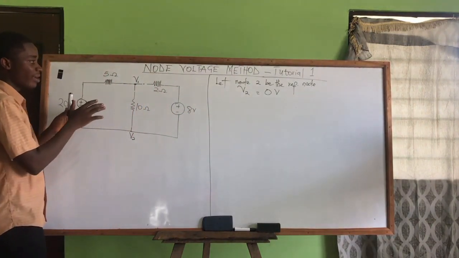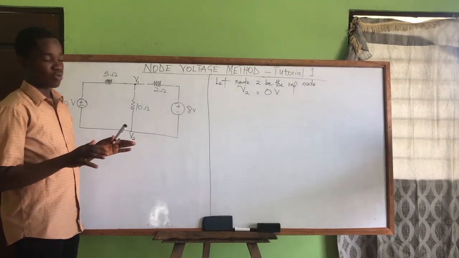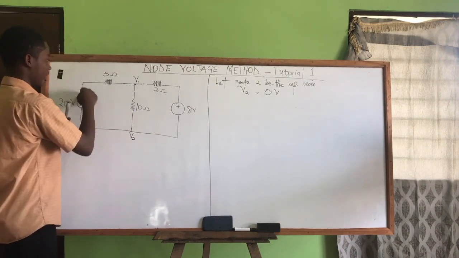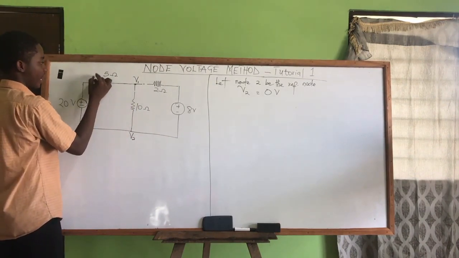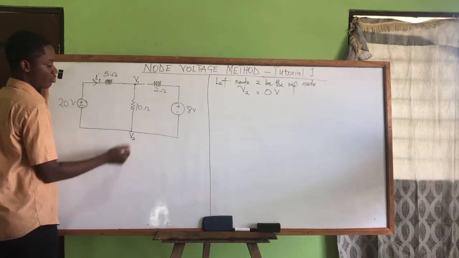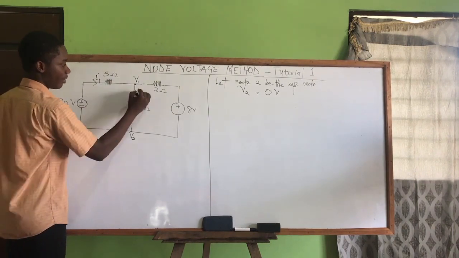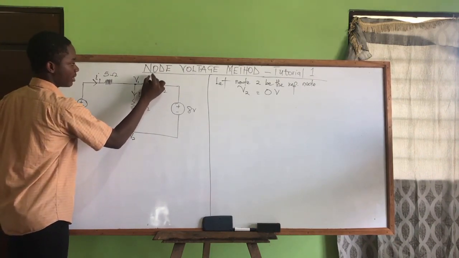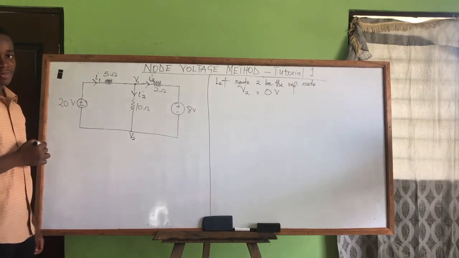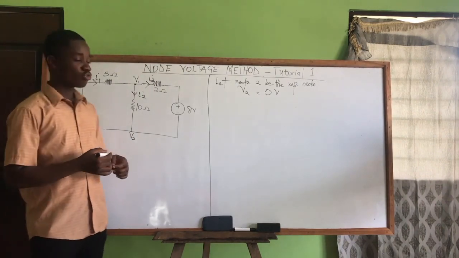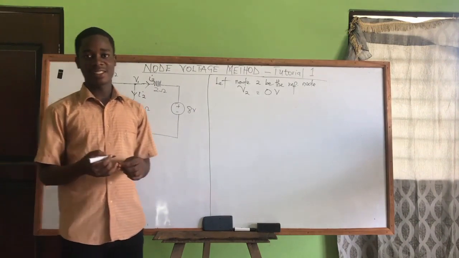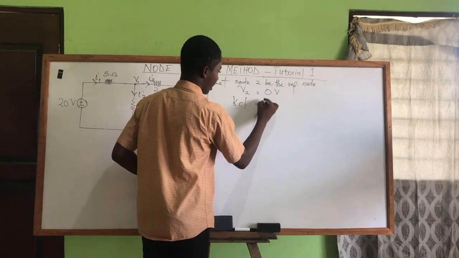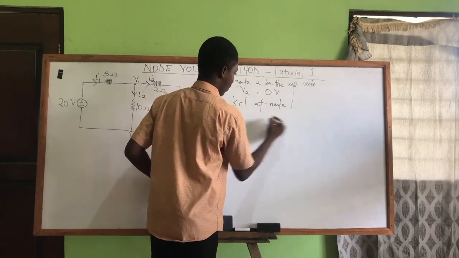In this diagram, the current directions were not given, so you can assign the current on the branches in any direction that you want. On this branch, I'm saying there is a current I1. On this branch too, I'm saying there is a current moving on that branch, let's say I2. On this branch too, there is a current I3. So we've assigned current to the branches. Now we are going to write KCL at the non-reference node, so we have KCL at node 1.